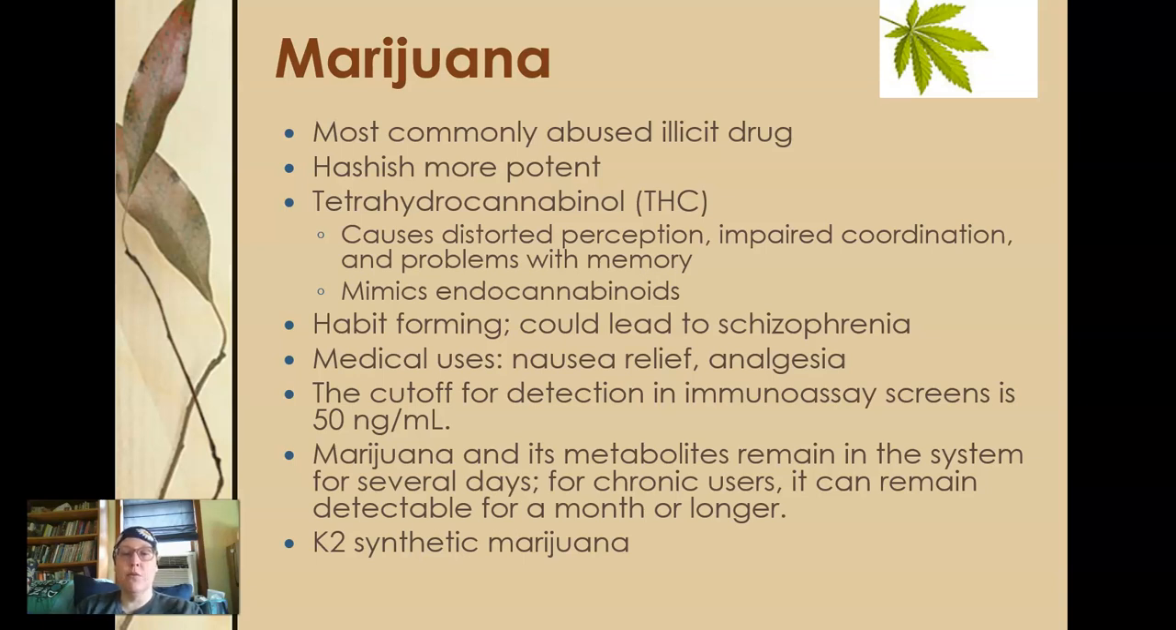Marijuana itself is habit forming. And one of the risks, especially for young men, is it could lead to schizophrenia. So there is a correlation between marijuana use and schizophrenia.